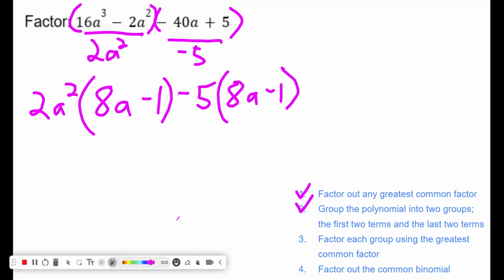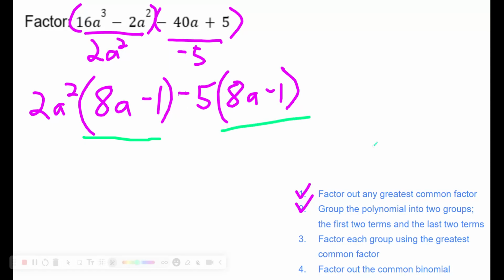All right. As you can see, we have done something right here. How do I know that? Because once we've factored out these two things, we've taken the greatest common factor, we have a common binomial, 8a minus 1. Wow, how did that work out so nicely? So we're going to take that common one, 8a minus 1, and I'll leave that there.